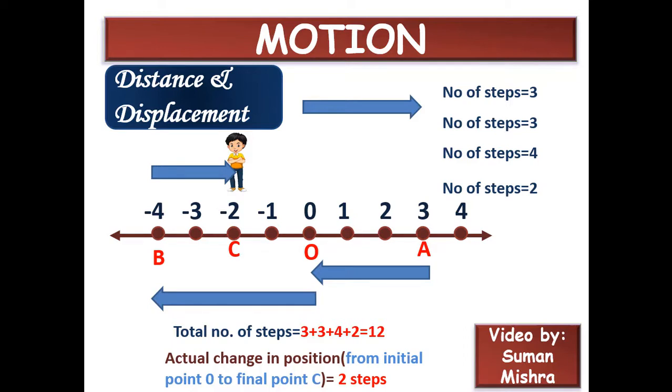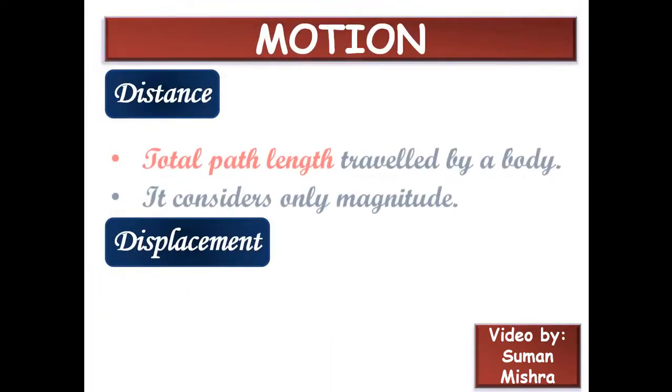तो जब हम टोटल पाथ ट्रैवल कैलकुलेट करते हैं, जैसे O से A, फिर A से O, फिर O से B, फिर B से C, तो जो टोटल डिस्टेंस ट्रैवल था उसको हम लोग बोलते हैं डिस्टेंस, टोटल पाथ ट्रैवल। लेकिन उसी को हम ये बोलते हैं कि इनिशियल पॉइंट और फाइनल पॉइंट के बीच का मिनिमम डिस्टेंस निकाल दो, तो उसको हम लोग बोलते हैं डिस्प्लेसमेंट। Okay, so let us define what is distance and displacement.